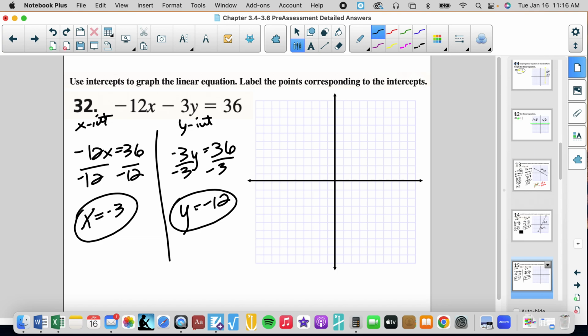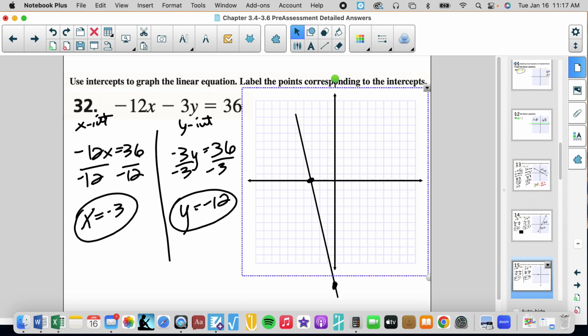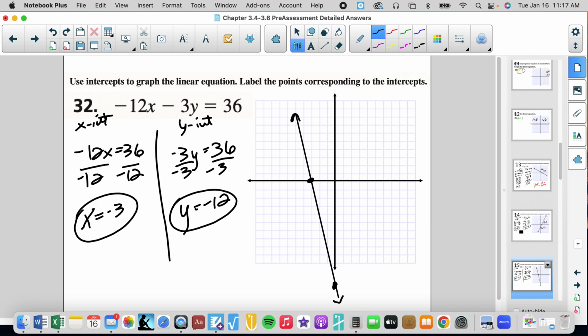It is not a point. It is not negative 3, negative 12. Negative 3 on the x-axis, negative 12 on the y-axis. Connect the points. Arrows, label. We have negative 3, 0. We have 0, negative 12. And you are good to go.